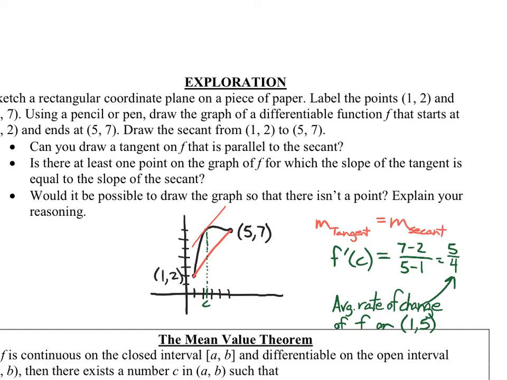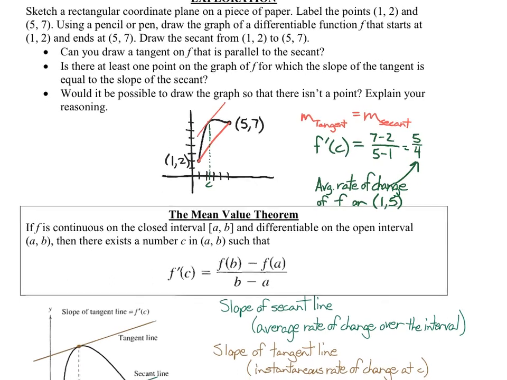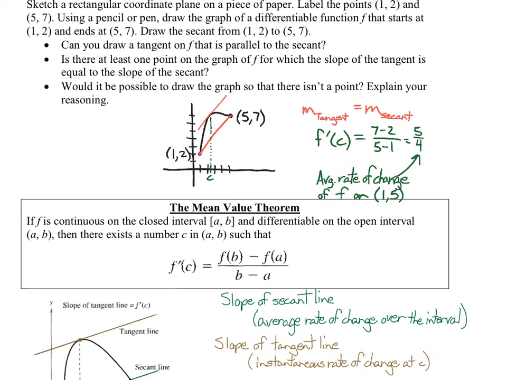Now, the application is this. It's the mean value theorem. If f is continuous on the closed interval from a to b and differentiable on the open interval from a to b, then there will exist a number c in the interval from a to b such that f prime of c equals the slope of that secant line: f of b minus f of a over b minus a. Why does it look like differentiation through limits or something? It kind of does.